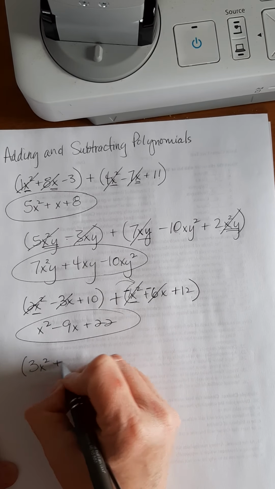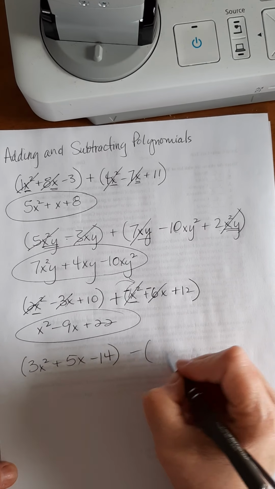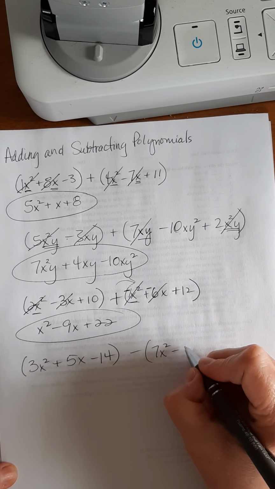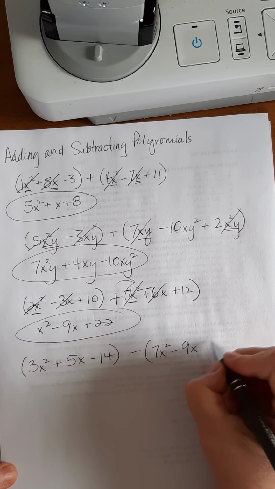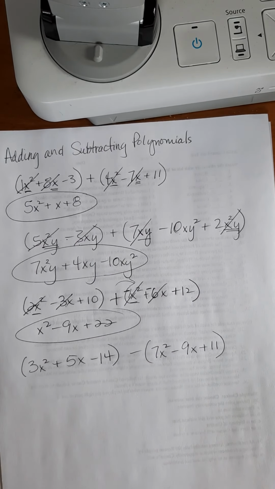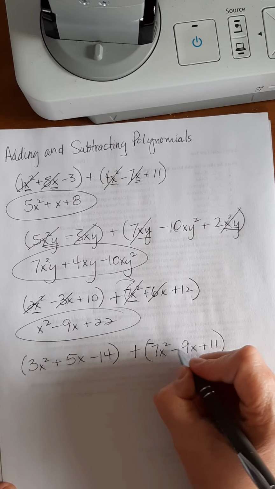Like, let's say 3x squared plus 5x minus 14. Minus 9x plus 11. Same thing here. Minus is adding its opposite.